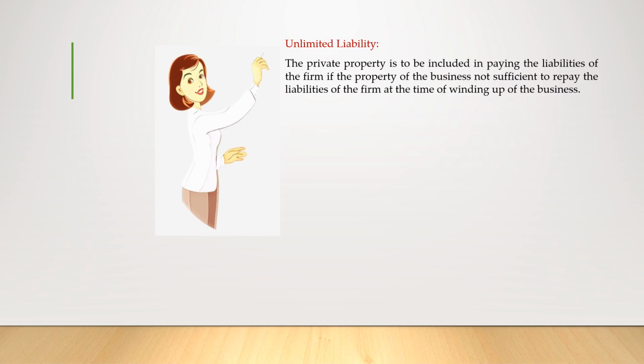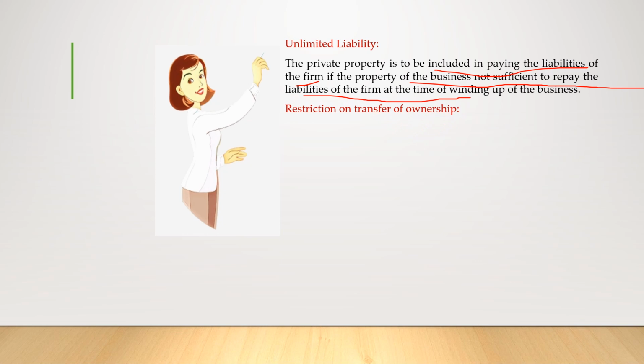Next, unlimited liability. What is this unlimited liability? The private property is to be included in paying the liabilities of the firm, if the property of the business is not sufficient to repay the liabilities at the time of winding up of the business. Unlimited liability includes private property for paying liabilities of the firm. In simple words, you remember it like this.